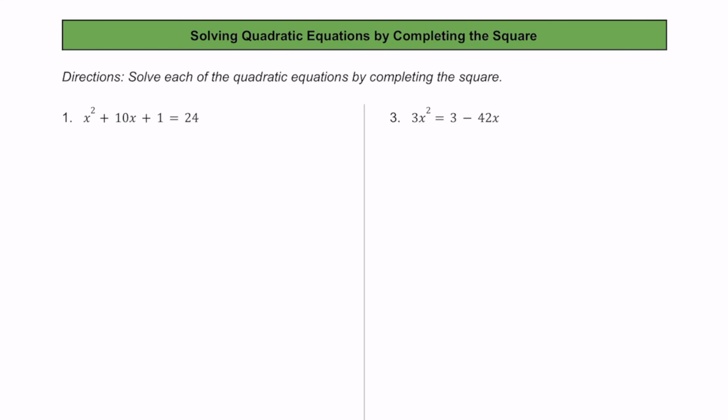Let's practice solving quadratic equations by completing the square together. For number 1, we have this equation here of x squared plus 10x plus 1 is equal to 24.